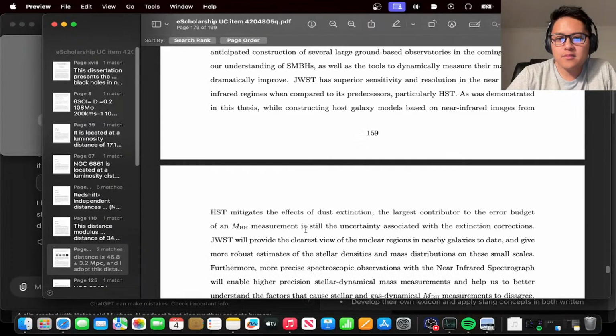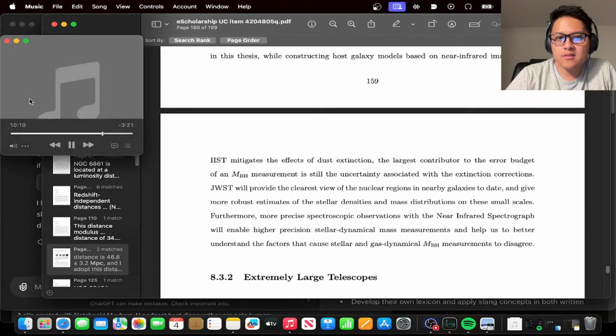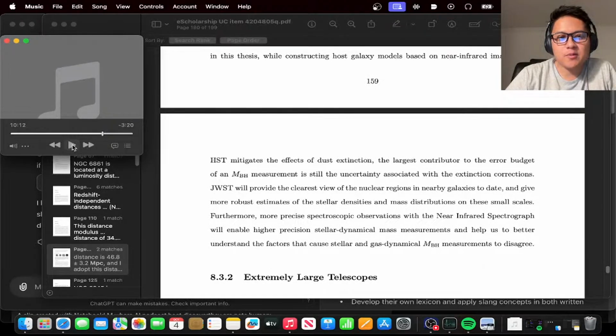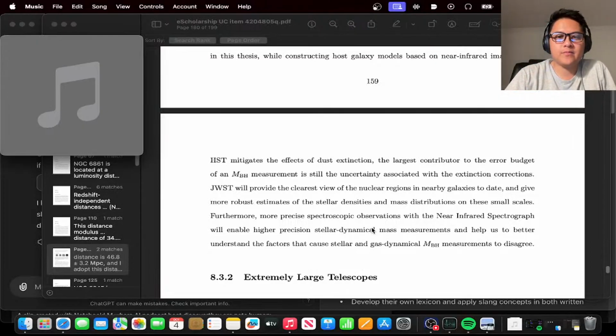JWST is designed to see infrared light, which cuts through those pesky dust clouds that we talked about. Wait, why did you say X-ray? Okay, I mean it's not technically using X-rays. It's more like playing hide and seek with those black holes, though. Exactly. We're talking about getting a much clearer view of the environment immediately surrounding these supermassive black holes.